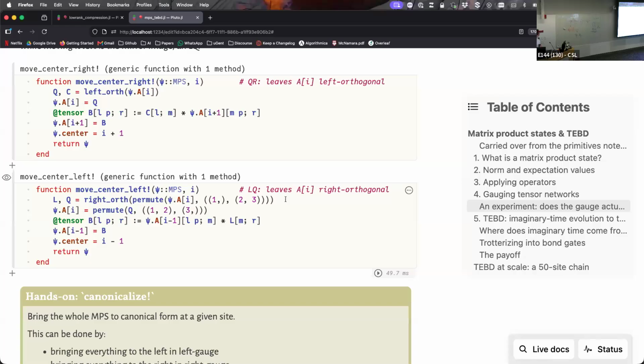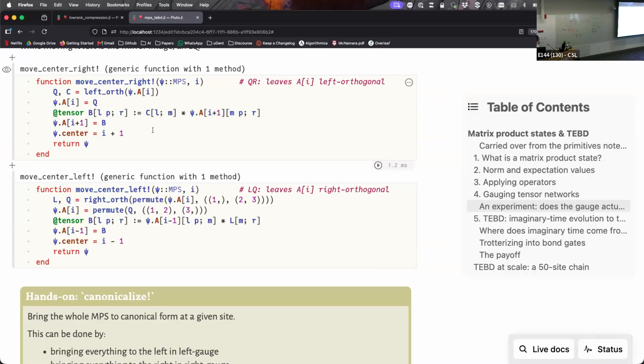All right. So then in practice, we can implement this, and this is what this entire center field was for. It is to keep track of where in our state we currently have this orthogonality center. Because of course, you don't want to have to re-QR and LQ decompose the entire state every single time you do something. As long as you keep track of where everything's going, you can just update small parts of the network and work with that.